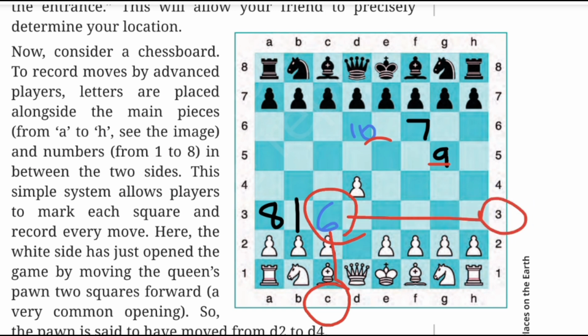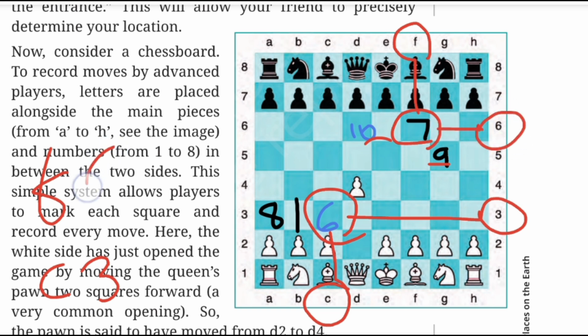Okay, so it will become C3. Then the seventh one, just say go up. This is F, so this is F, and just say go right or left. I am going right. This is 6, this becomes F6.